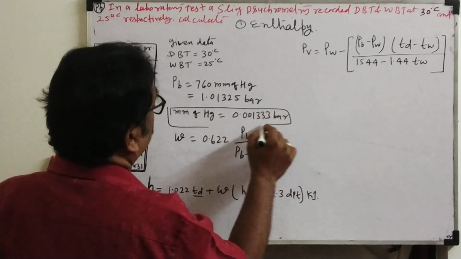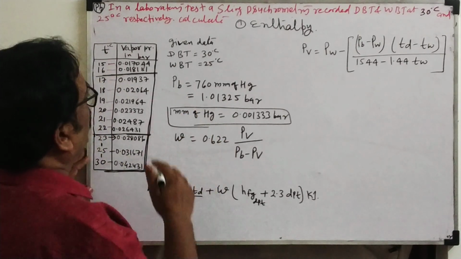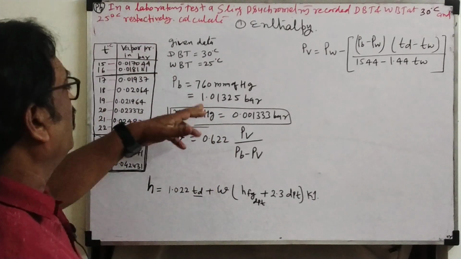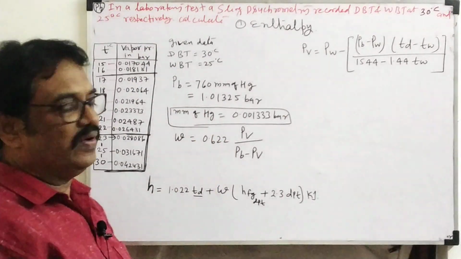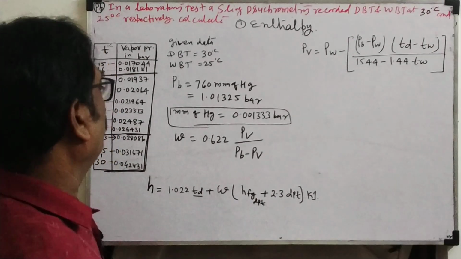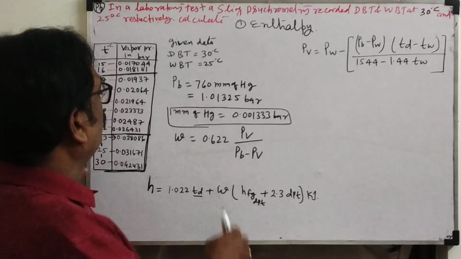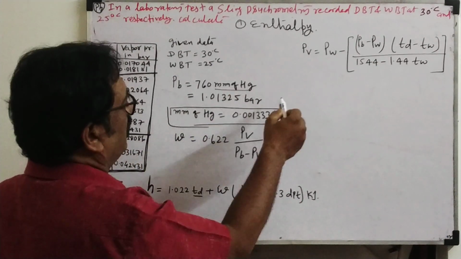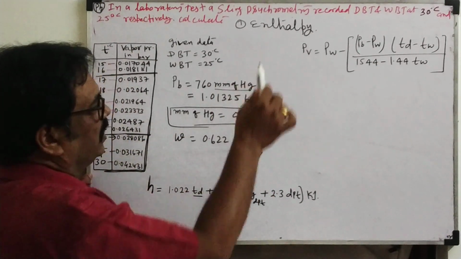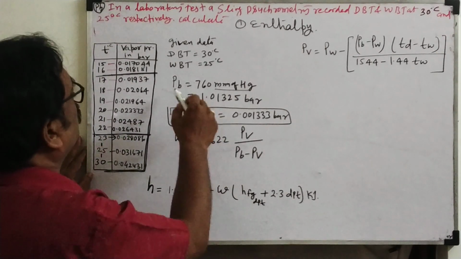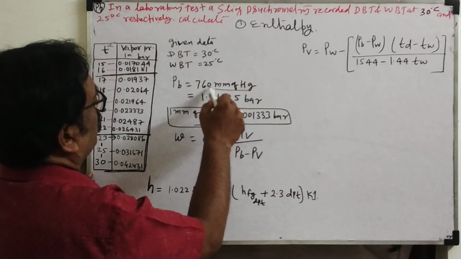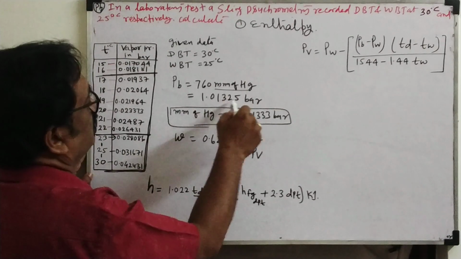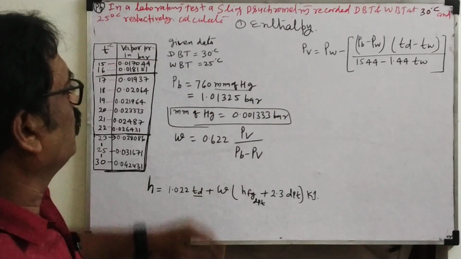When is this used? If the barometric pressure is given as some value less than 760, like 740, 750, 720, whatever value they give, just multiply it by the mm of Hg value and convert it into bar. But if the barometric pressure is not given, we directly assume 760 mm of Hg, that is 1.01325 bar. So the PB work is over.